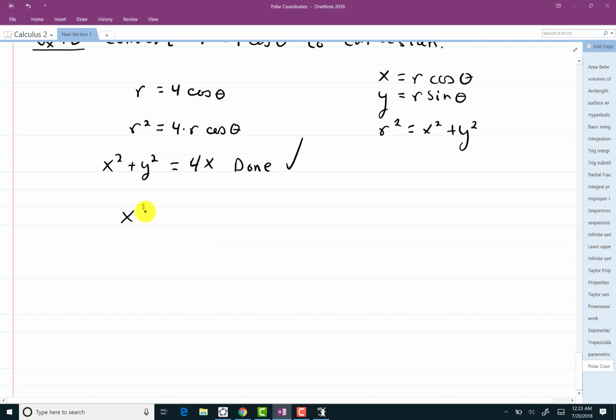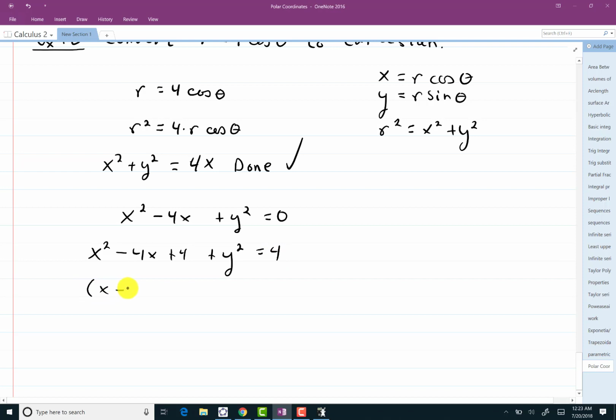I am going to subtract 4x from both sides of the equation. I'm going to complete the square on the x's. That means adding half of the middle term, which is this 4, half of that is 2, but if I square it, I need to add 4. So what I want to do is rewrite this as x squared minus 4x plus 4 plus y squared. If I add 4 to one side, I've got to do it to the other.